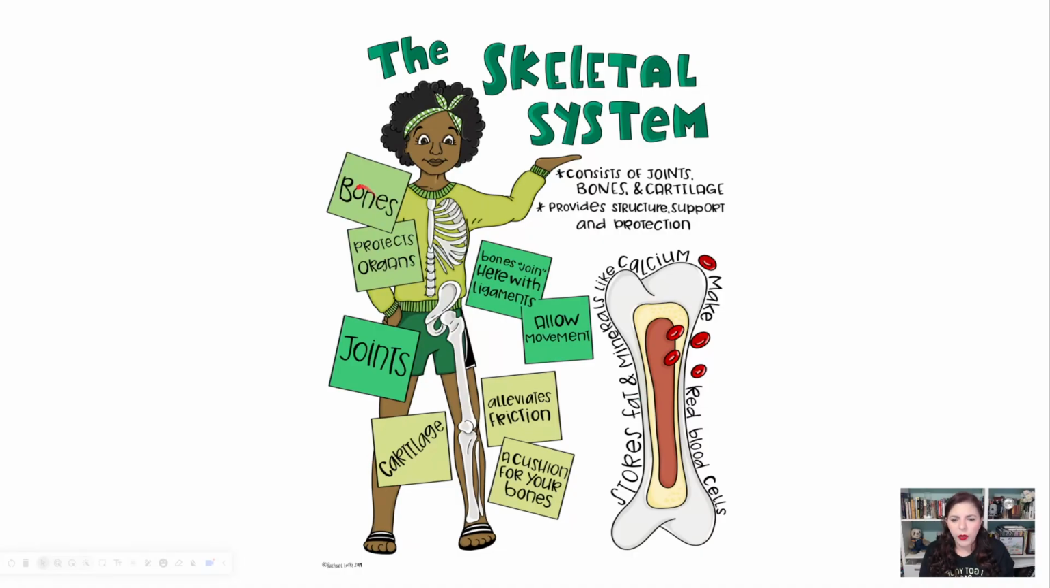So again, we have bones, right? We have joints, and we have cartilage. Joints are going to be where the bones meet and they bend, like you have your knee joints and your elbow joints, and things like that. And don't forget that they also make our red blood cells, right? And they store fat and minerals like calcium.